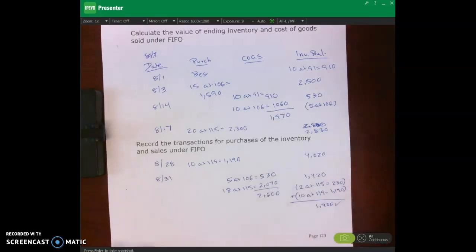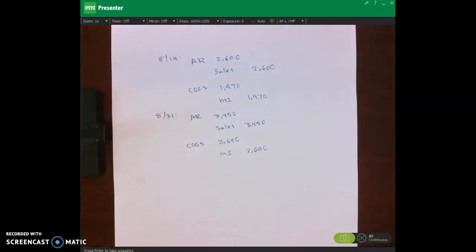Okay? So pause the lecture video and do those 2 journal entries. If you're not sure where to start, look back at the journal entries that we did for specific identification. It's the exact same journal entry, just different dollar amounts for cost of goods sold and merchandise inventory. It's these amounts right there. Okay? All right, welcome back.